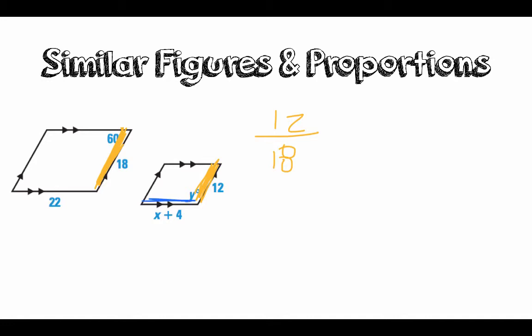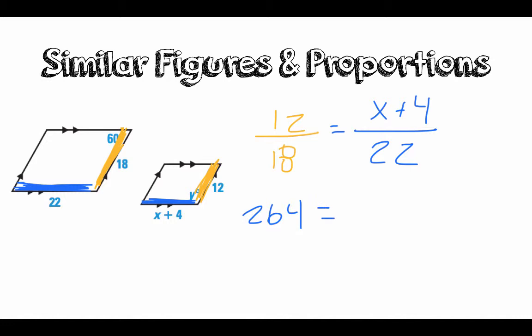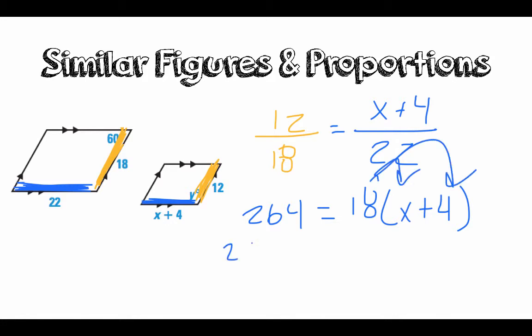Some of you guys may pick up on this right away and not need to spend a lot of time on this, but I want to make sure that you get this down still. We're going to set that equal to x plus 4 over 22. So what is x that keeps this in proportion? They look similar right now, but we don't know what x is, so let's figure it out. 12 times 22 when we cross multiply is 264. And that's going to equal 18 times x plus 4. So we distribute that 18 out.